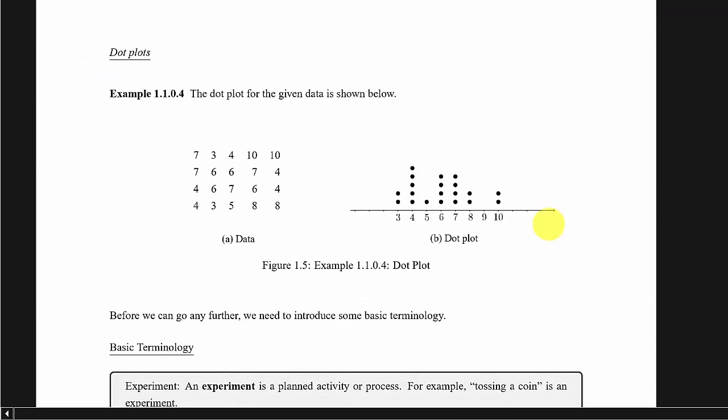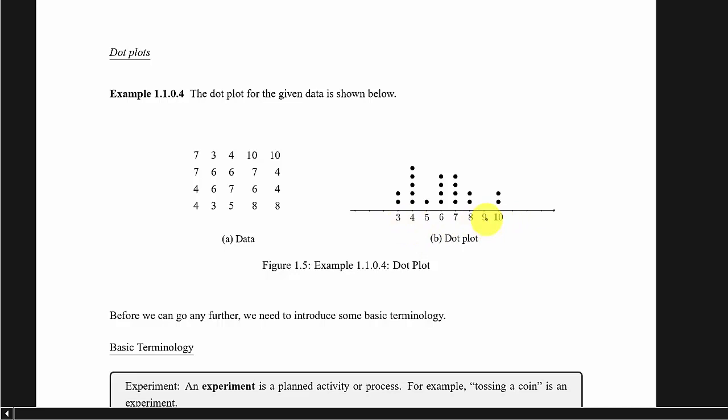All right, so now we've got a dot plot. The dot plot for the given data is shown below. So we've got a bunch of data values here, 7, 3, 4, 10, 10, 7, 6, 6, and so on. So on a dot plot, you just make a number line and list all the numbers so that you can take in all the numbers. See, the lowest number we have in here is 3, and the largest is 10. So I'm going to list all the numbers between 3 and 10.